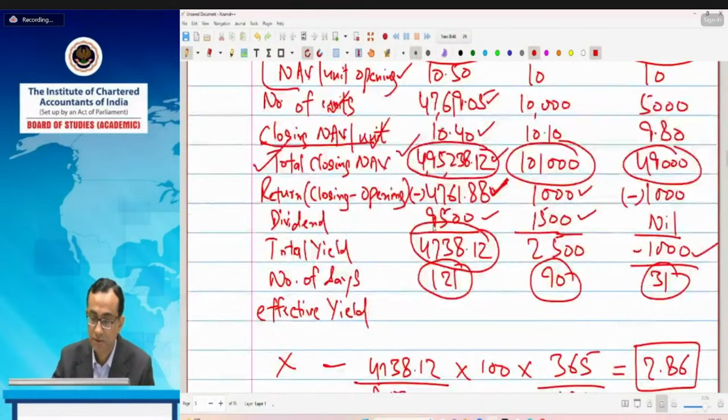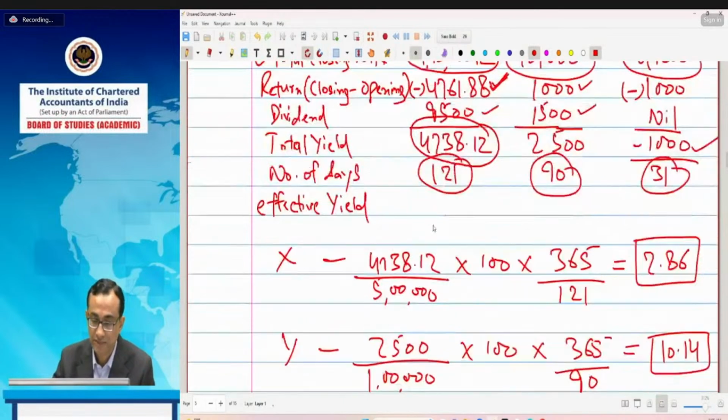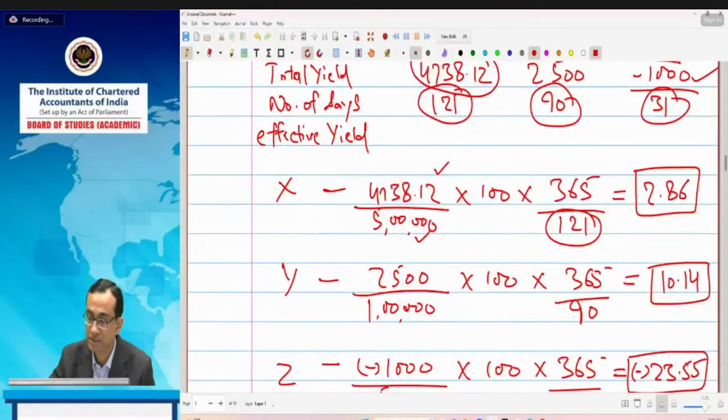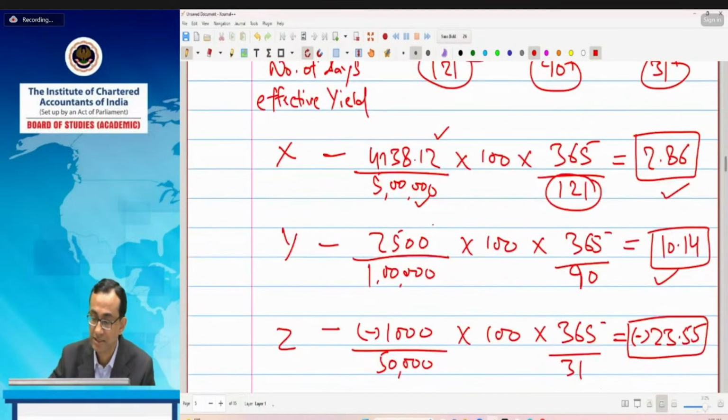So it is calculated by this effective yield formula. This is the total yield, this is the amount of investment, this is 365 upon 121, the number of days the investment is held. So we got the effective yield in case of scheme X as 2.86. In the same way, we got the effective yield in case of scheme Y, which is 10.14, and scheme Z, that is minus 23.55. So any question on this till now?